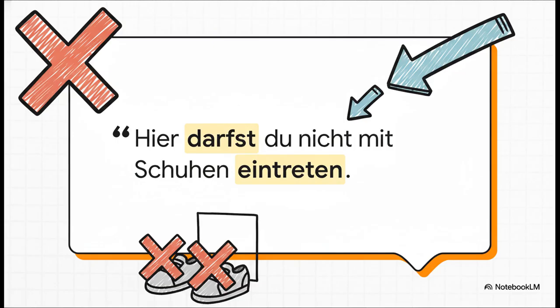Okay, so what happens if we change who we're talking to? Let's say we're talking directly to du, or you. Well, the verb dürfen conjugates to darfst to match. But does the overall structure change? Nope, not one bit. Darfst is still in position 2, and the main action, eintreten, or to enter, is right at the end. The formula holds up perfectly.